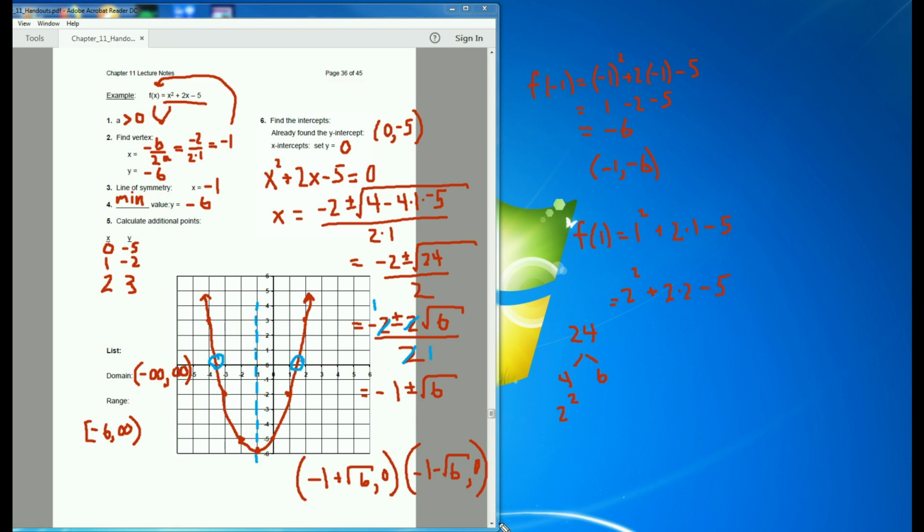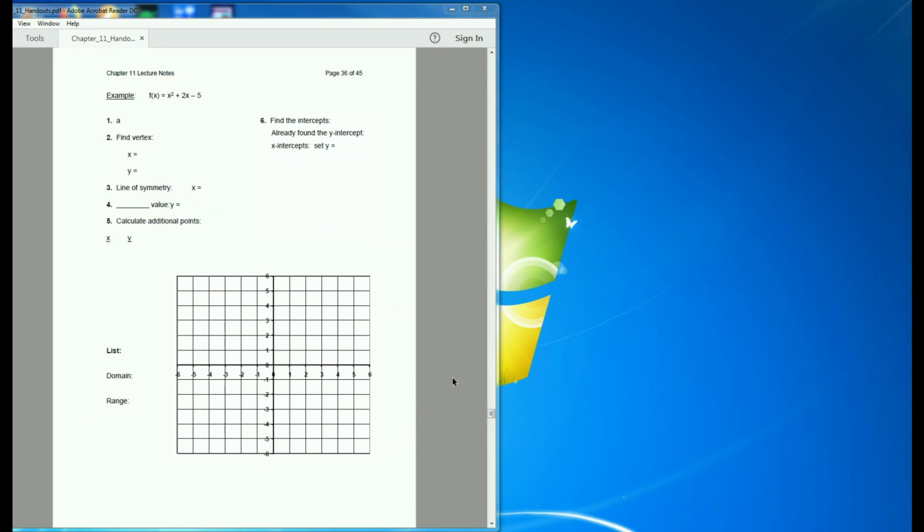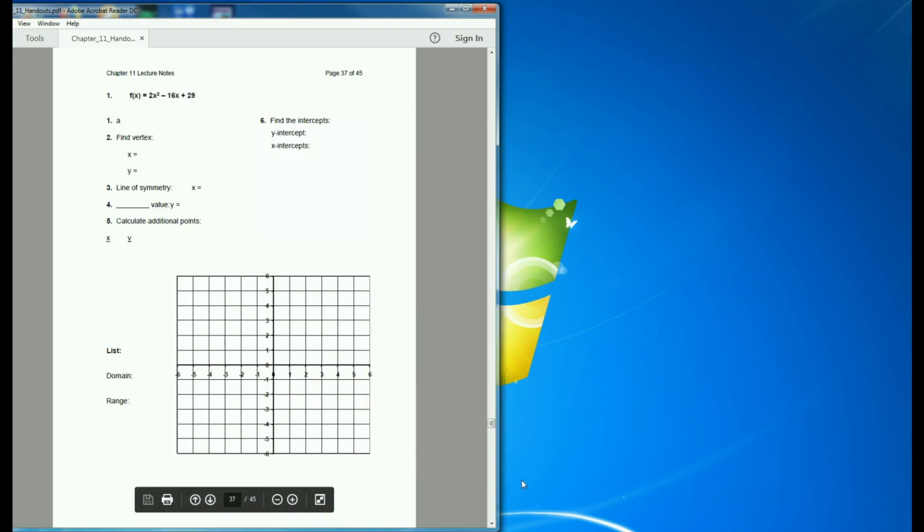All right, pause if you're not done. I'm going to erase and go on to the next page. All right, this one. f of x equals 2x squared minus 16x plus 29. And I want you to pause at this point and take a few minutes. Try to do this one by yourself. Exactly the same steps we just did in the example. So, seriously, pause it. Now, really, pause it.